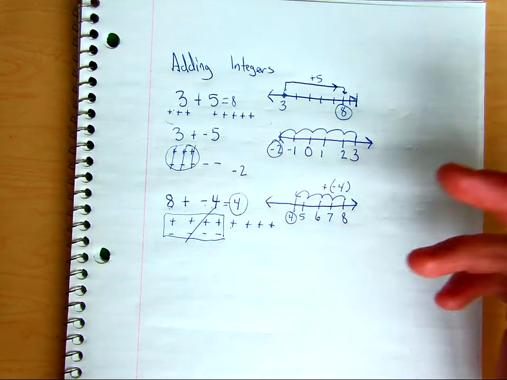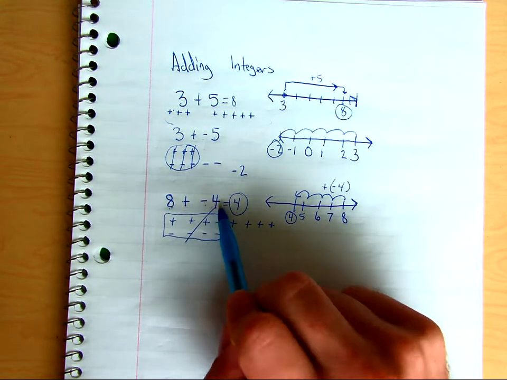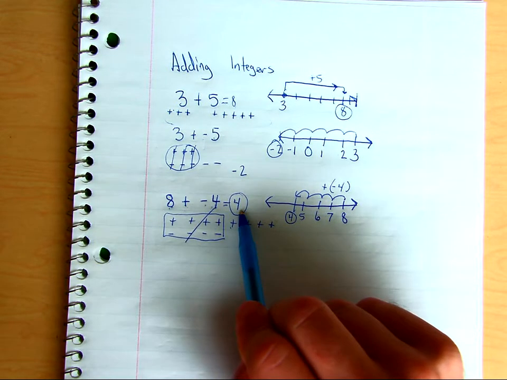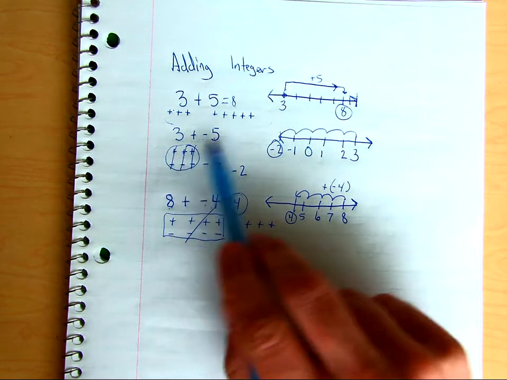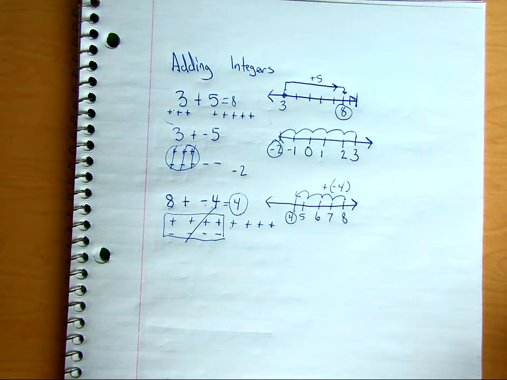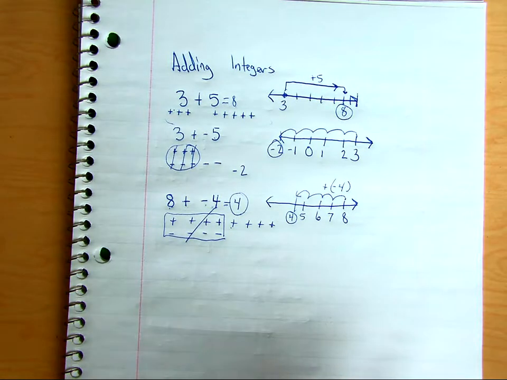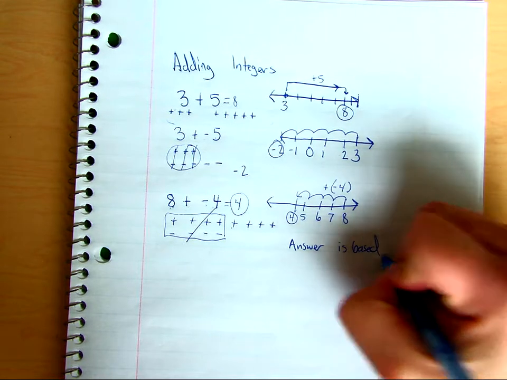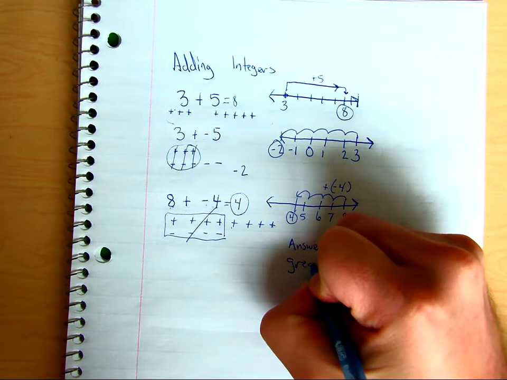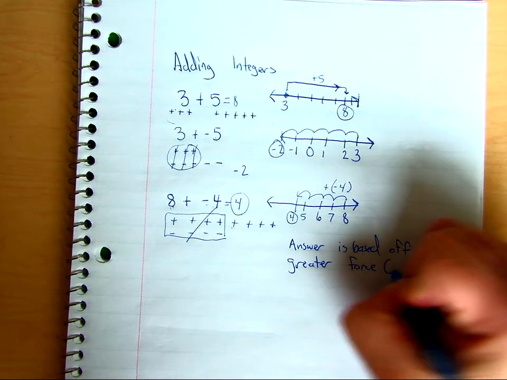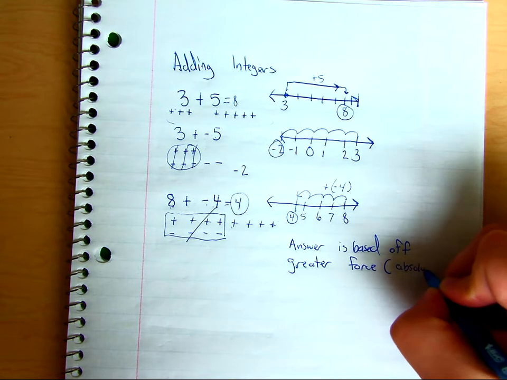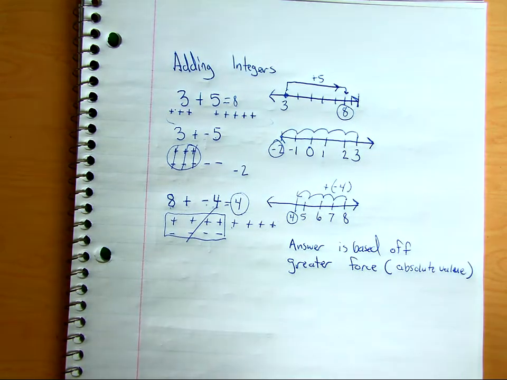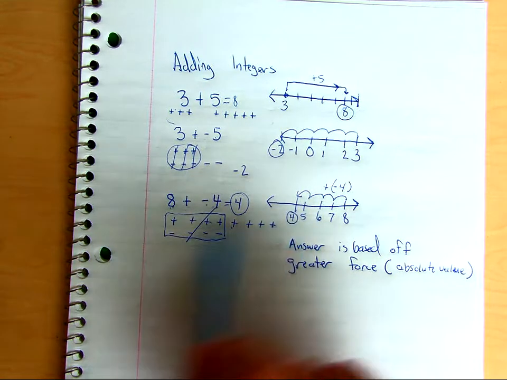So what's going on here is if you have 1 positive and 1 negative, you'll notice 5 minus 3 would make 2. 8 minus 4 would be 4. So if one's negative and one's positive, you're going to subtract them, and my answer is going to be based off which has the greater force, and this means the absolute value. So whichever one has a greater absolute value, that's going to tell you the force, and this is for opposites. So these are great examples to do.